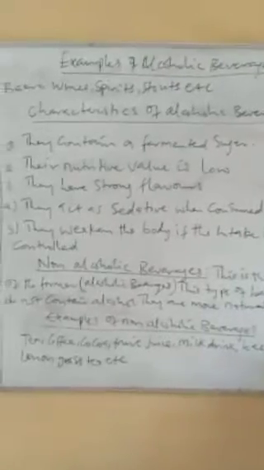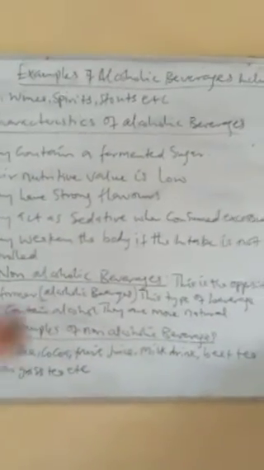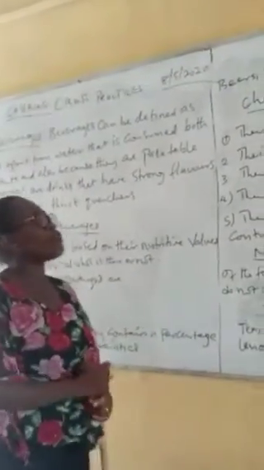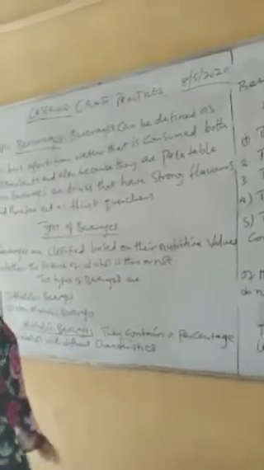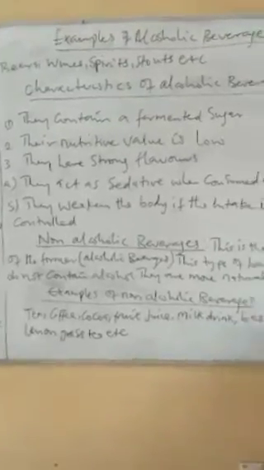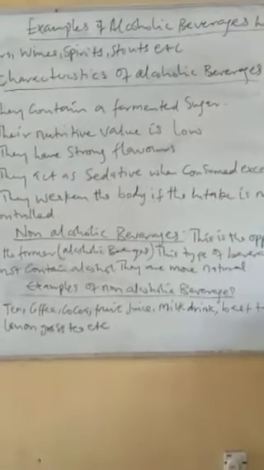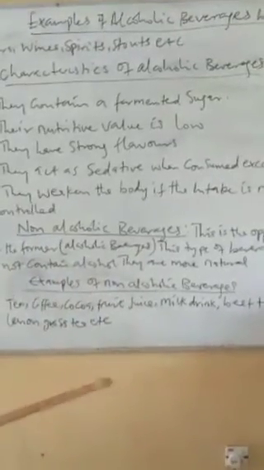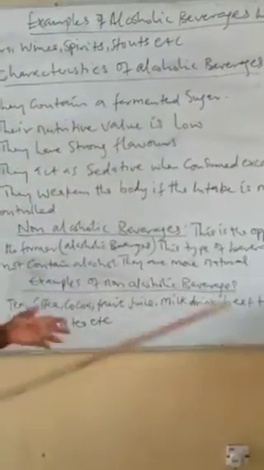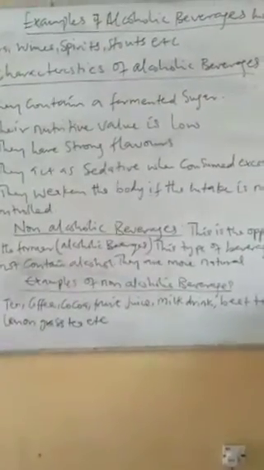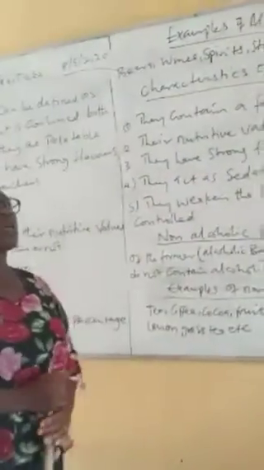Are you there? Now we have the characteristics of alcoholic beverages. These alcoholic beverages have several characteristics, for which one has to be careful when taking them. One of them is what? Alcoholic beverages contain fermented sugar. That's what I said before, that it has gone through some secondary fermentation, that is, it has come from natural to some processes. Another characteristic is that their nutritive value is very low, because of some processes they passed through.